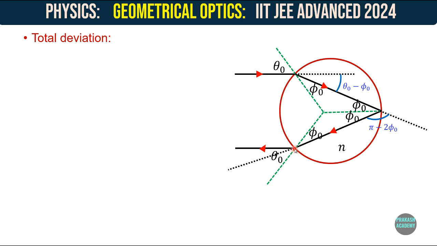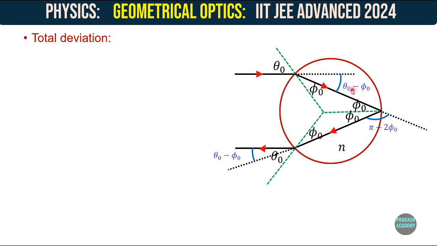Now what will be the angle of deviation on this surface? This is the original path of light, but this is the refracted path. This means this is the angle of deviation. Now this is phi naught, then this angle will be phi naught, because opposite angles are equal. And this total is theta naught, so this means this is theta naught minus phi naught. And this is the same as the first deviation.